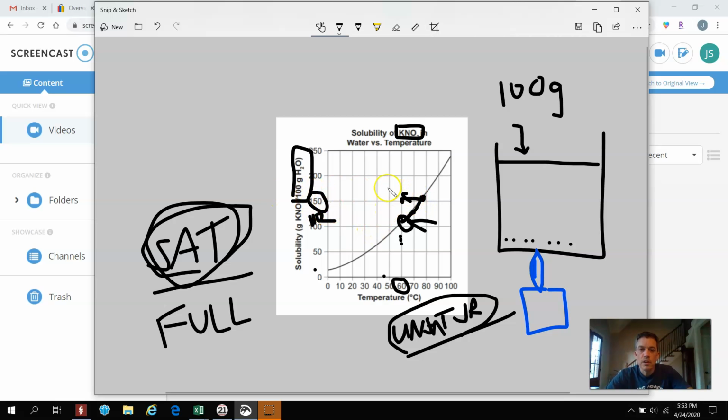150 grams in it. So if for some reason we were able to have anywhere above the line, if we had a dot, so if somehow we had 200 grams dissolved at 40 degrees, that's way more than should be able to dissolve. So if we look at it above the line, that's what's going to be supersaturated.